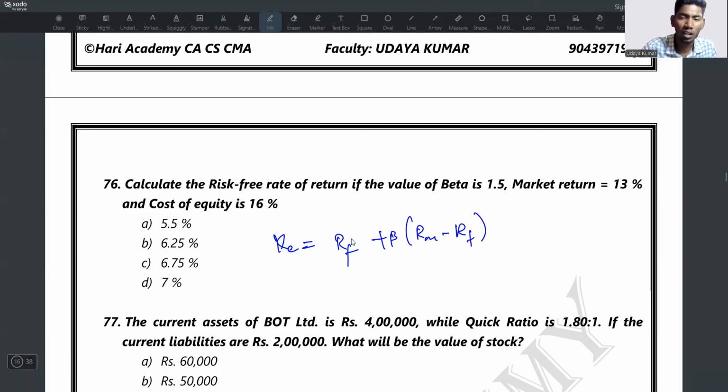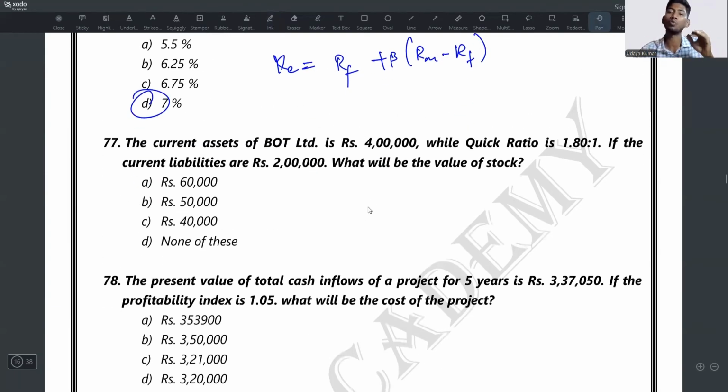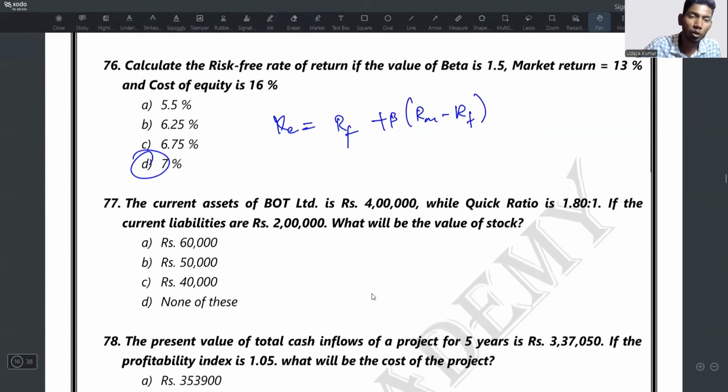So, okay. Step by step, I don't want to solve and waste our time. So it's quite easy to calculate the value. So ultimately, you will be getting D as the right option. Okay. Because I have calculated it already. So in this separate session, we have to save our time. Okay. So moving to the question number 77.